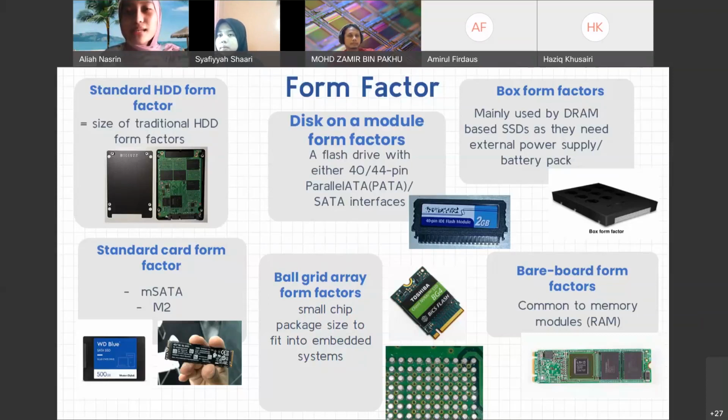So for the next part, Akida will explain more about SSDs.